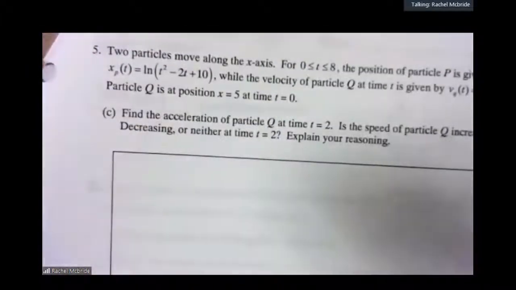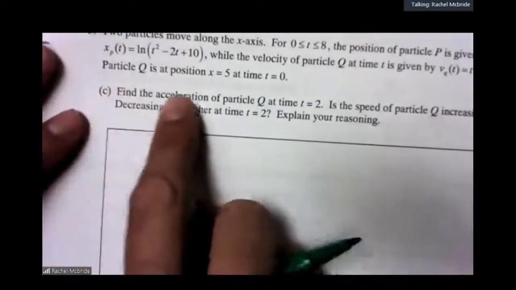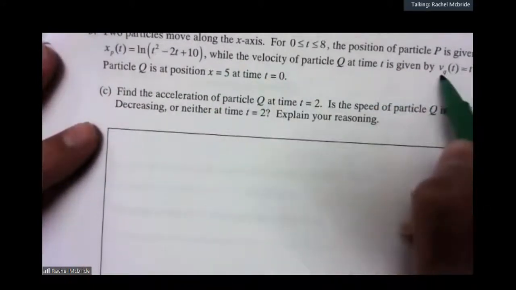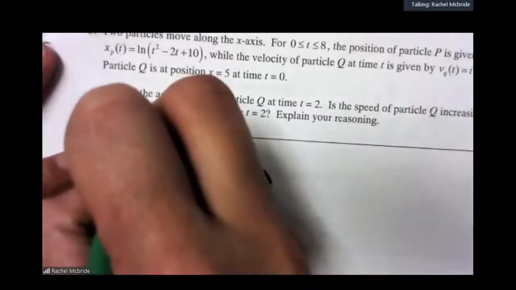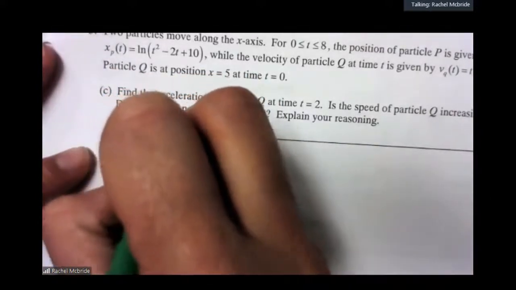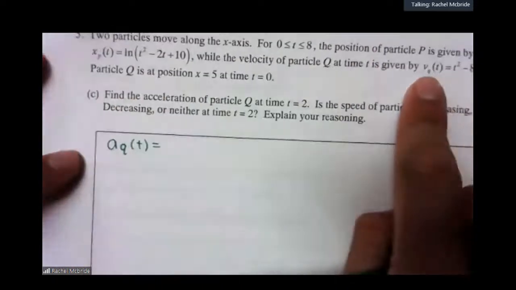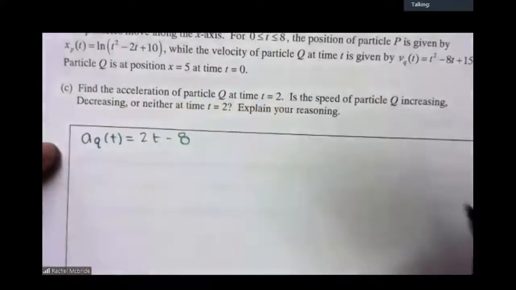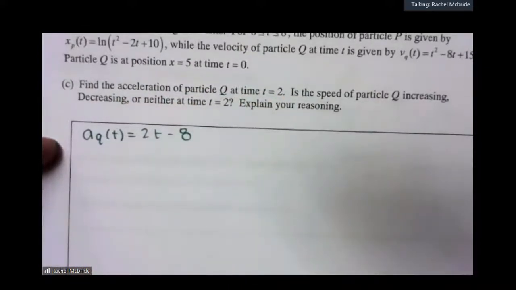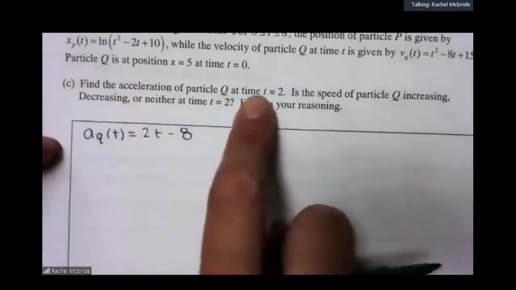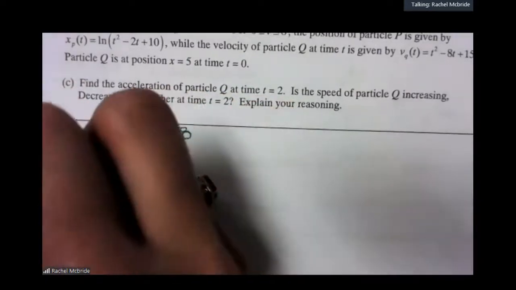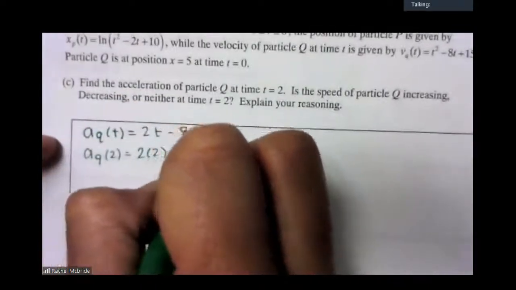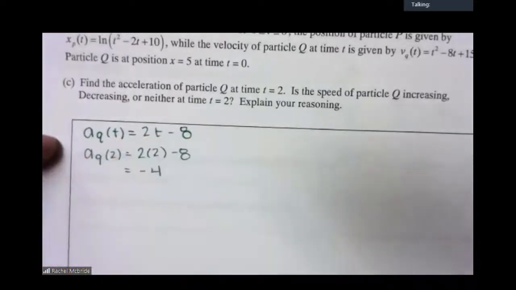So part C of that same question says find the acceleration of particle Q. So again, they gave you velocity. So acceleration of Q is the derivative of the velocity which was given to you. So you get 2t minus 8. So then we want to find that value at 2. So you get negative 4.